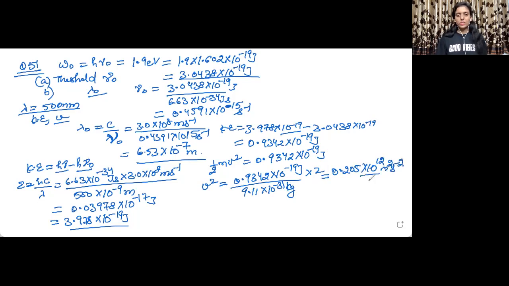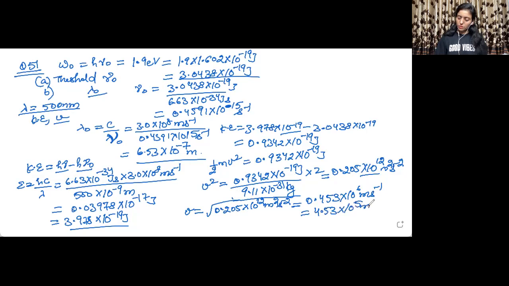Now do not change this into scientific notation because we need to take the root. When the power of 10 is even, it becomes easier for us to take the root because in the root it will become half. So v square we have got, v will be equal to root of 0.205 into 10 raised to the power 12 meter square per second square. So let's just take the root of 0.205. It is equal to 0.453 into 10 raised to the power 6 meter per second, or I can write 4.53 into 10 raised to the power 5 meter per second. So this is all for question number 51.